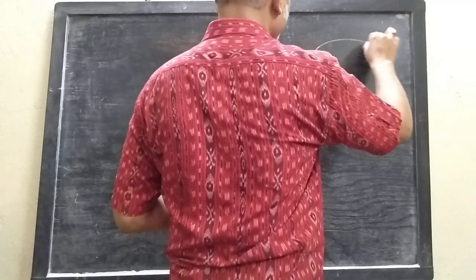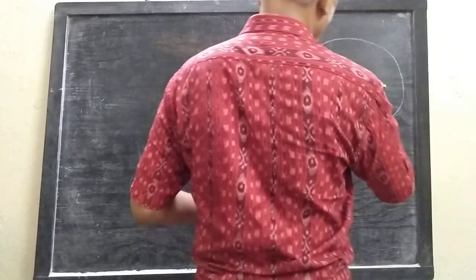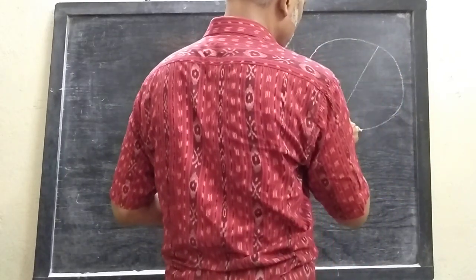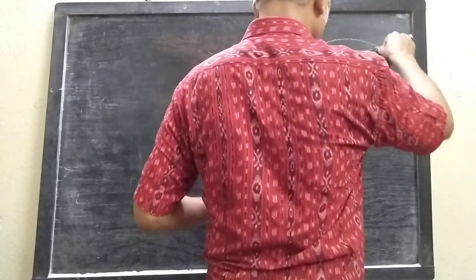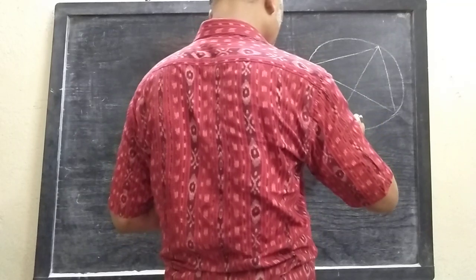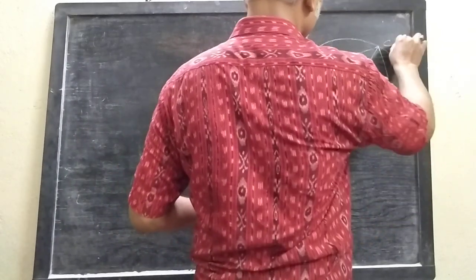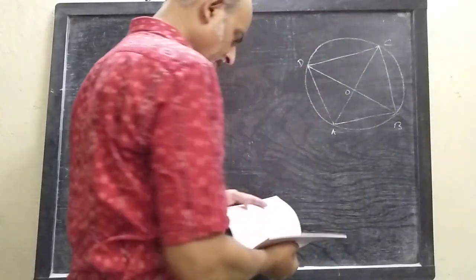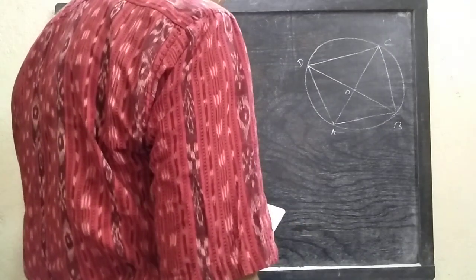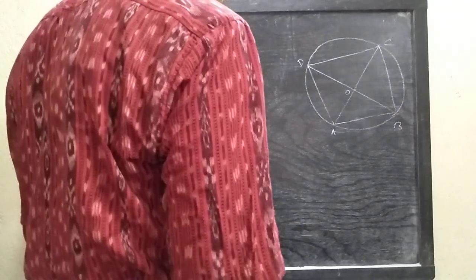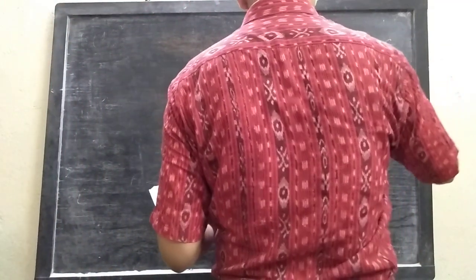Again we have to draw a circle, and we have to draw a rectangle inscribed in it. This is the center of the circle, name it ABCD. In this case, the rectangle should have maximum perimeter, that is, you have to maximize the perimeter. The circle is of radius a units, given.